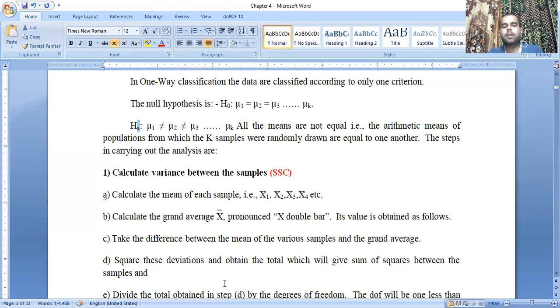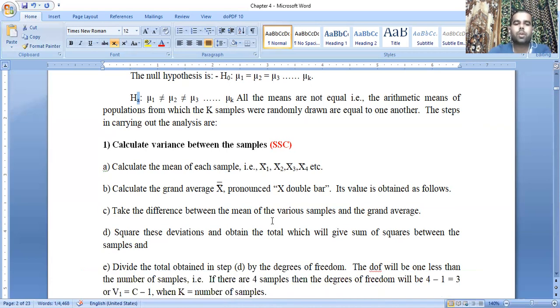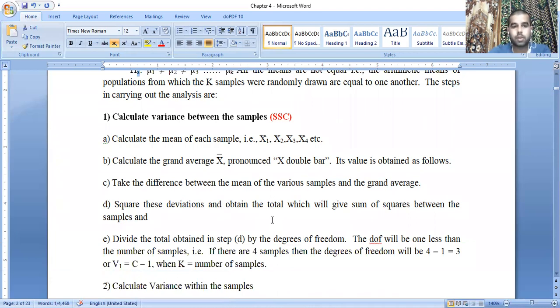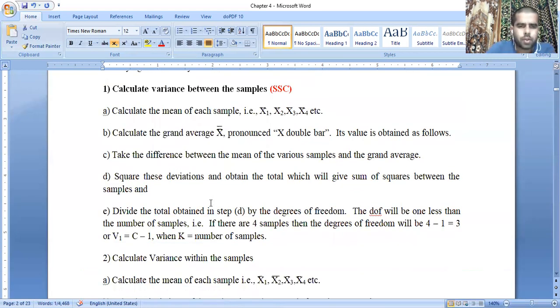After getting the SSC value, again you have to remind that table. Which table? The ANOVA one-way classification table. You have to remind it each and every minute. After squaring all these deviations, you will get the SSC value. Then observe carefully these E steps.